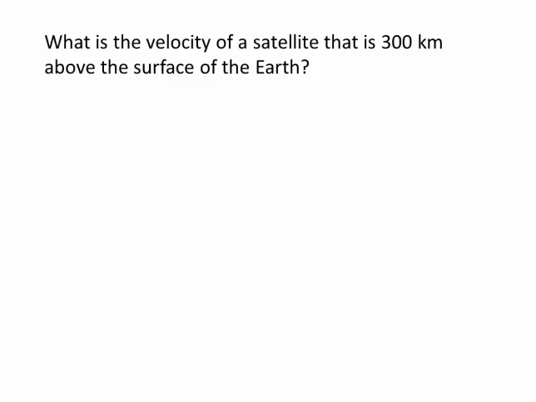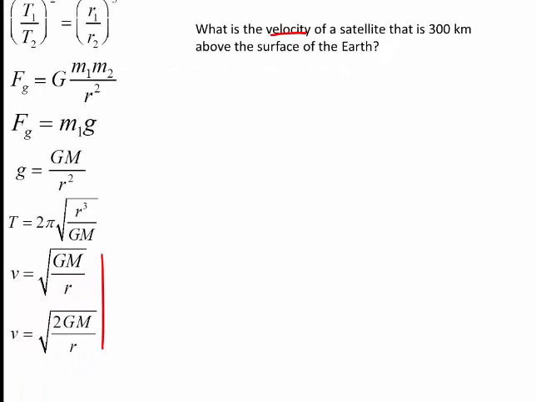What is the velocity of a satellite that is 300 kilometers above the surface of the Earth? Now we're asking for a velocity, so we're going to be using one of the two velocity equations. It doesn't say escape velocity, so we're probably going to be using this guy. So I can write the equation out right away. What information do I have in the problem? Not a heck of a lot. Certainly not enough to do this. I've got 300 kilometers above the surface of the Earth.